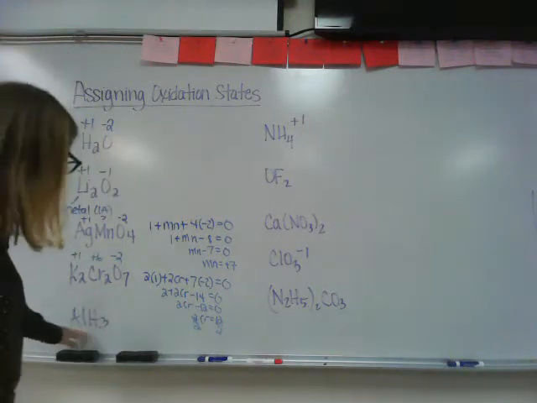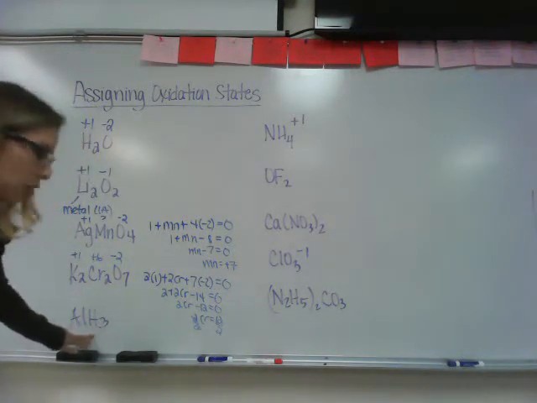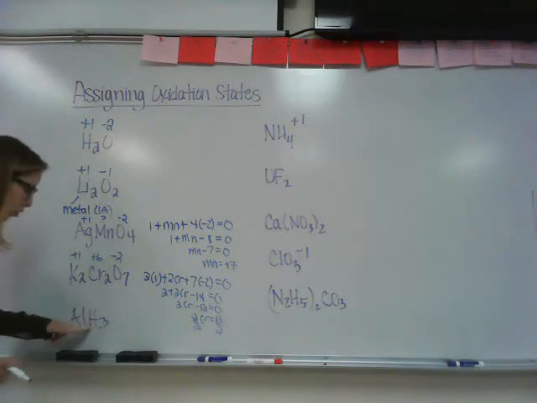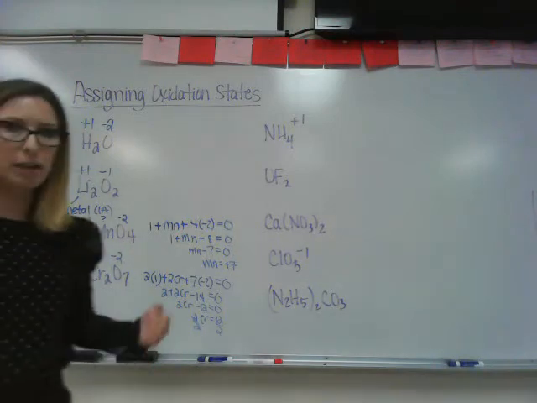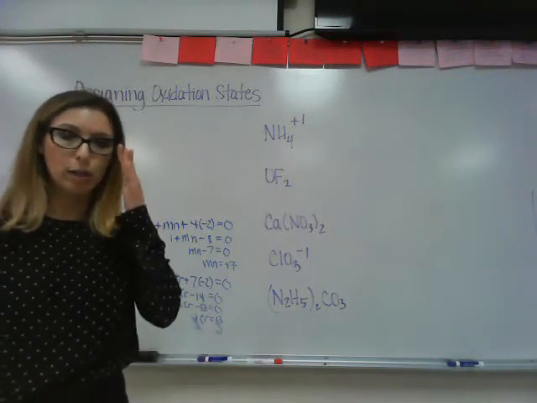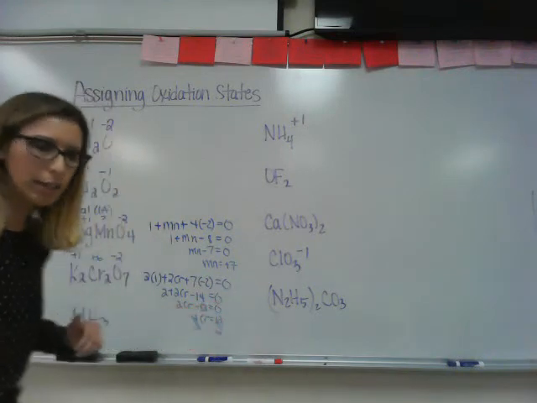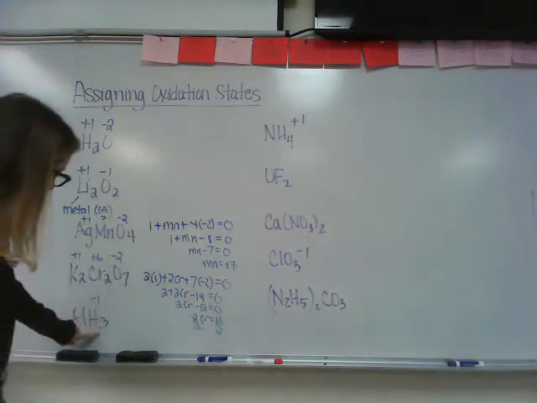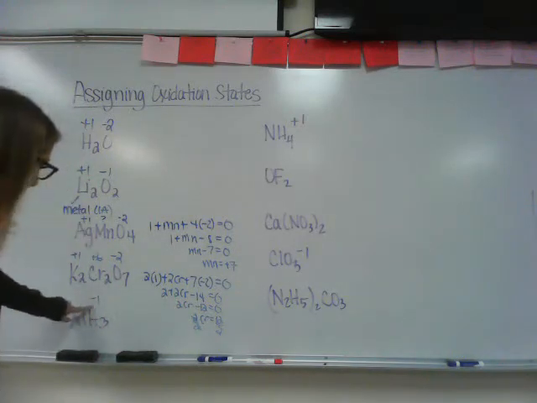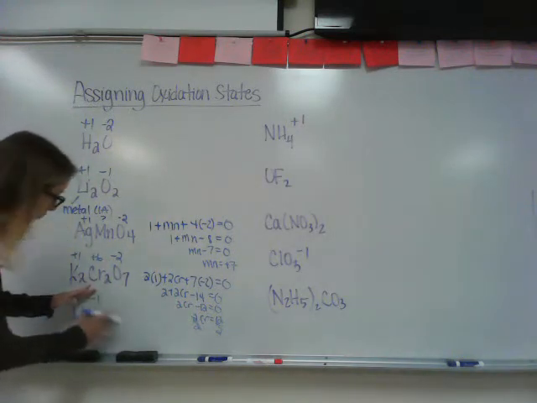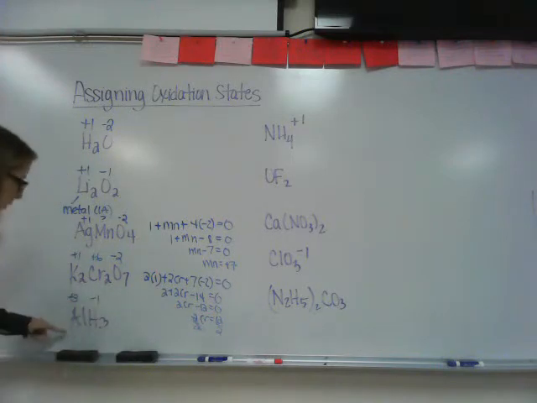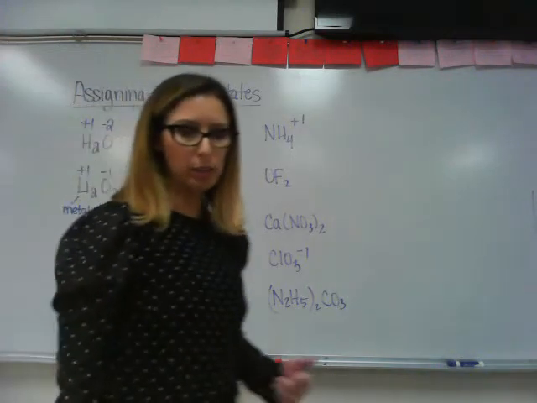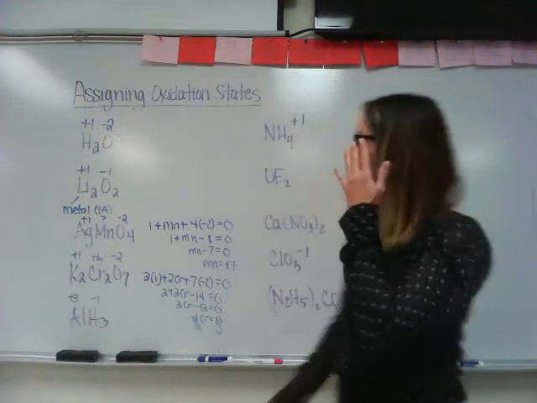Now, for the last one in this column, AlH3, this is hydrogen with a metal. This is a metal hydride. This is when hydrogen does not have a +1 oxidation number. It has a -1. So if you have 3 hydrogens at a -1, this is -3 on the right, you would have to have a +3 on the aluminum so that the oxidation numbers add up to 0.